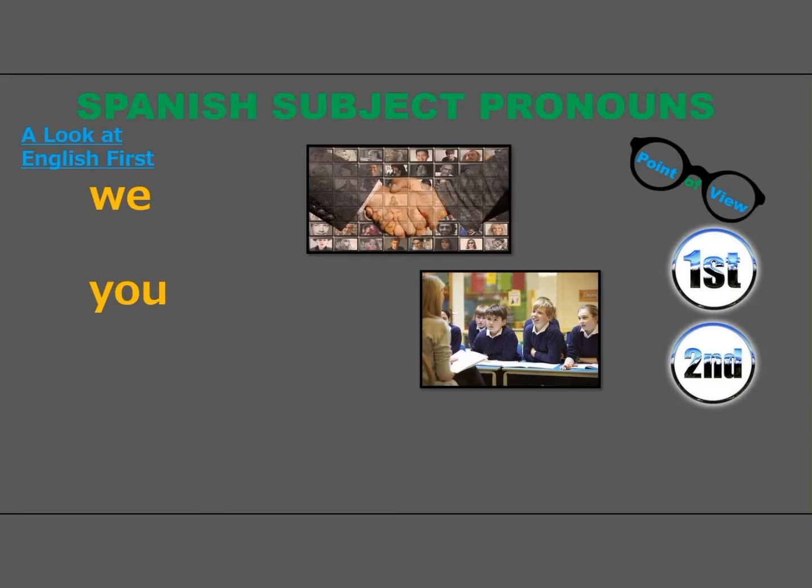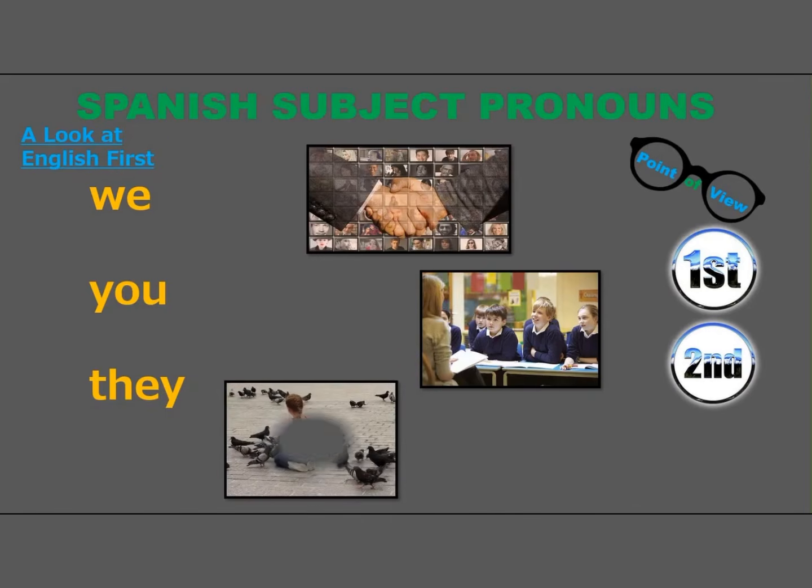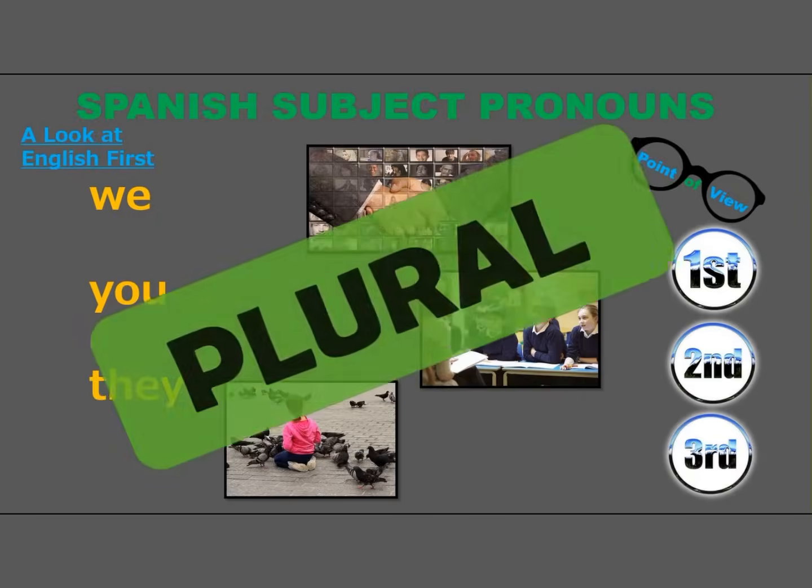Lastly is the pronoun they. The pronoun they is used when talking about more than one person or thing. The pigeons, in this case, they are eating. The pronoun they is in the third person point of view. And again, all these pronouns are plural.